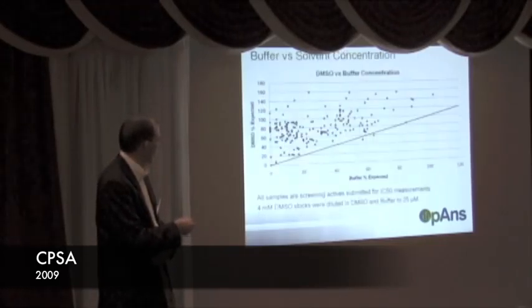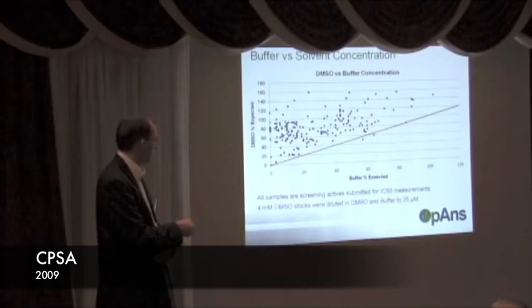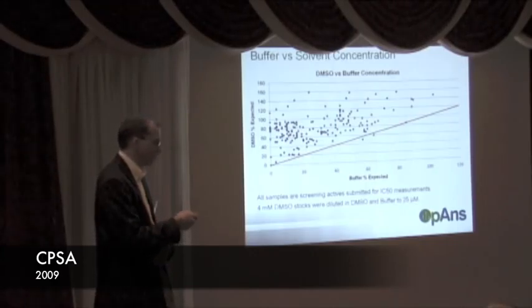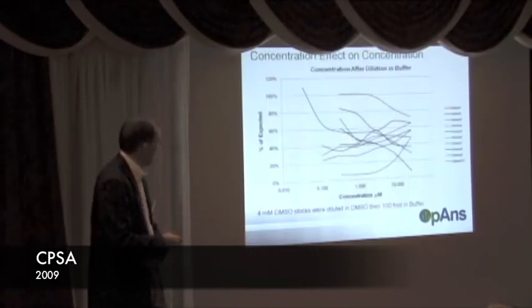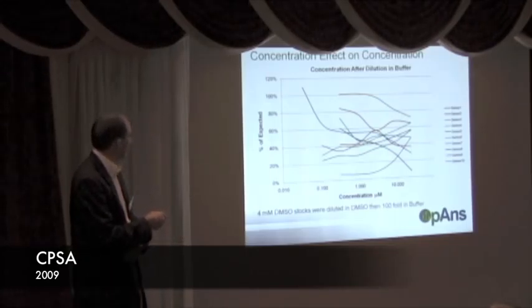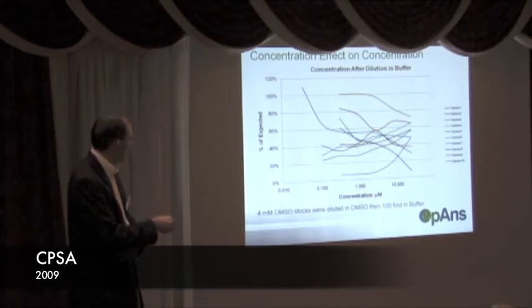A different way of plotting that is to plot the percent of expected concentration in the DMSO, so you dilute it in DMSO, versus the concentration if you dilute it in buffer. And what you should see is things lie along this line. They don't, because they're a lot more concentrated in DMSO than when you dilute them in buffer. A different way, when you dig a little further into this kind of effect, so this is the concentration effect on concentration. And what does that really mean?